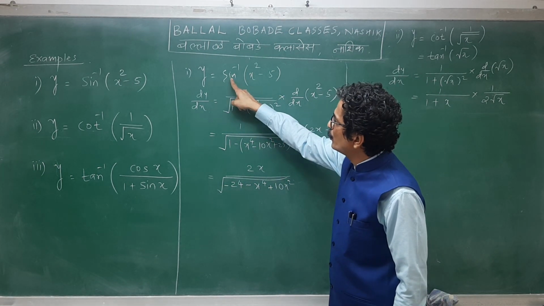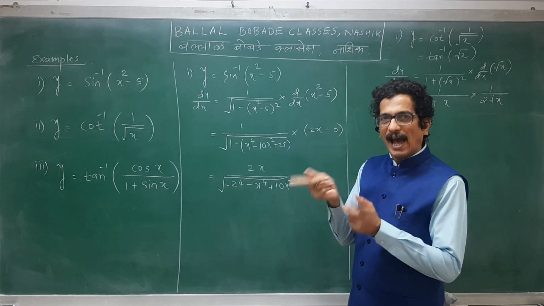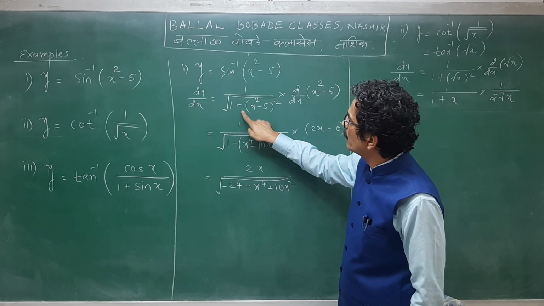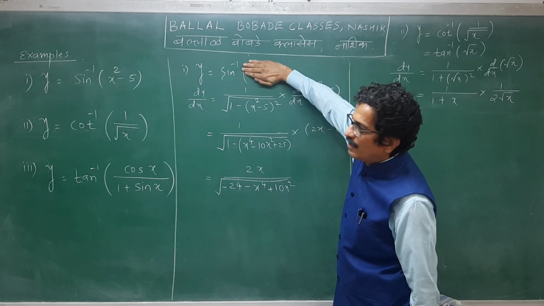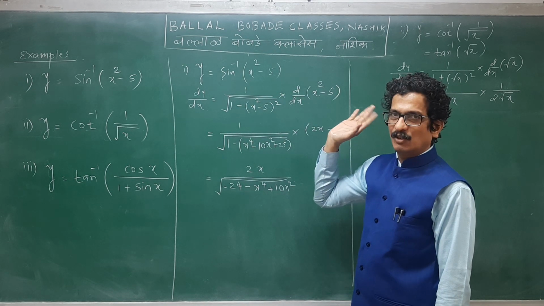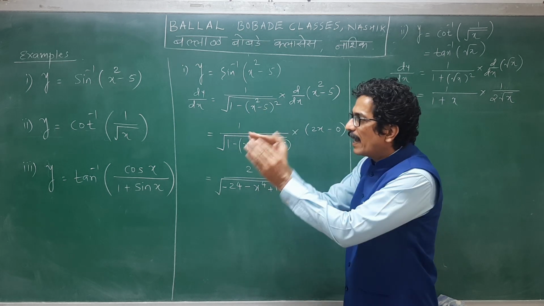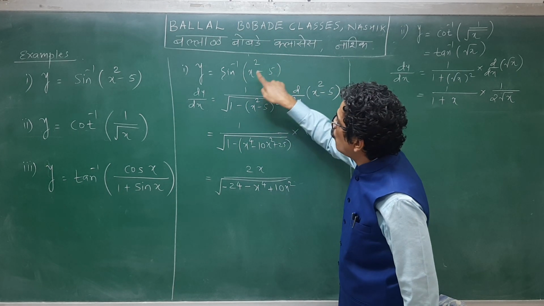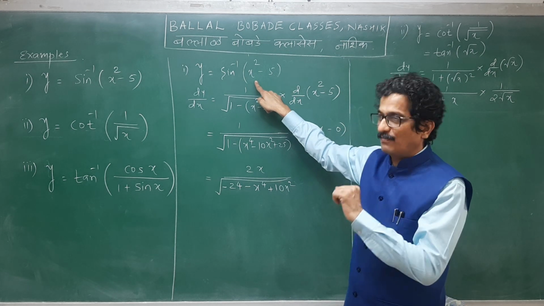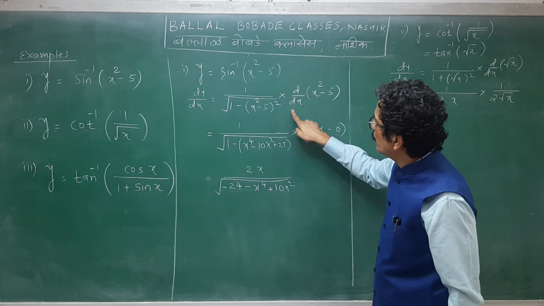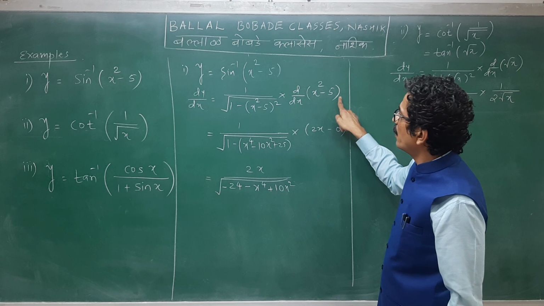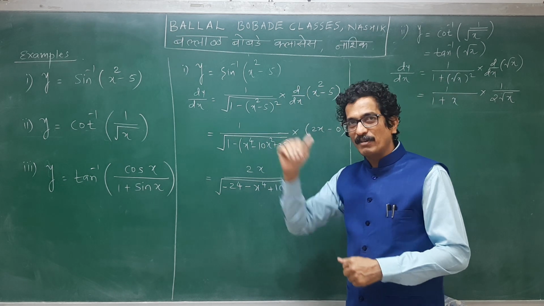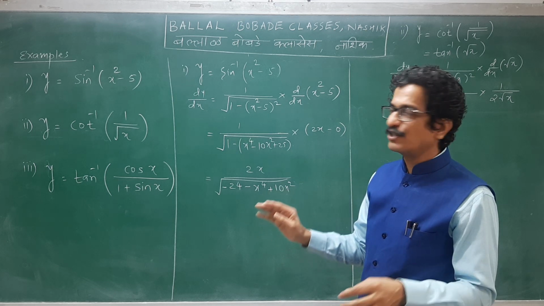We differentiate sine inverse by its original formula, 1 upon root of 1 minus whatever is present here, its square. 1 upon root of 1 minus x square. So x was here, so its square. But this was not x, it was x square minus 5. And therefore, the derivative of x square minus 5 has to be written to multiply this. That's what was taught in the previous topic called composite function.